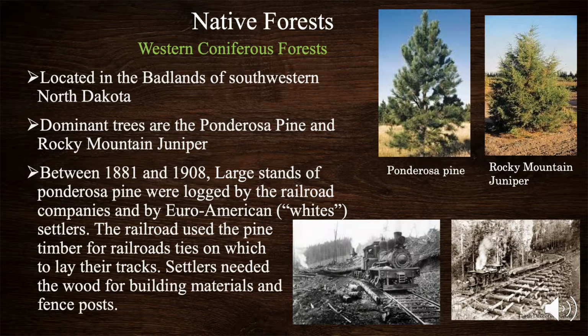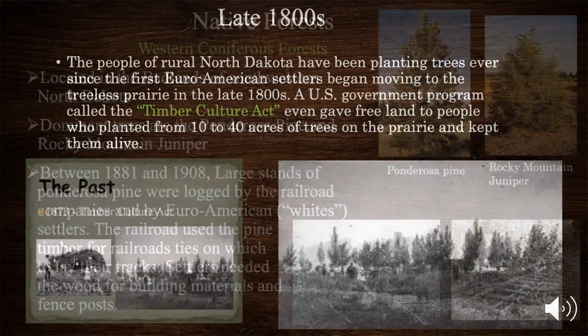Native forests. Western coniferous forests are located in the Badlands of southwest North Dakota. Dominant trees are ponderosa pine and Rocky Mountain juniper. Between 1881 and 1908, large stands of ponderosa pine were logged by the railroad companies and by the Euro-American white settlers. The railroad used the pine timber for railroad ties on which to lay the rails. Settlers needed the wood for building materials and fence posts.